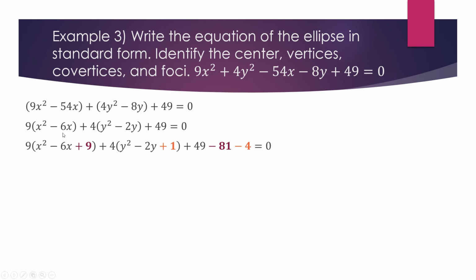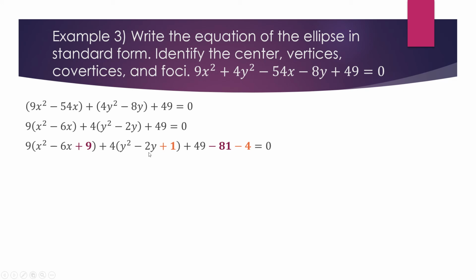So negative 6 divided by 2 is negative 3. Negative 3 squared is positive 9. That's what I'm adding inside this first set of parentheses. Now to balance out that positive 9, I didn't just add 9. I added 9 times 9, 81. So I need to subtract 81 outside of the parentheses to balance that.